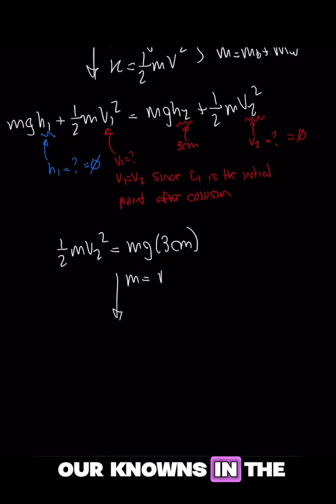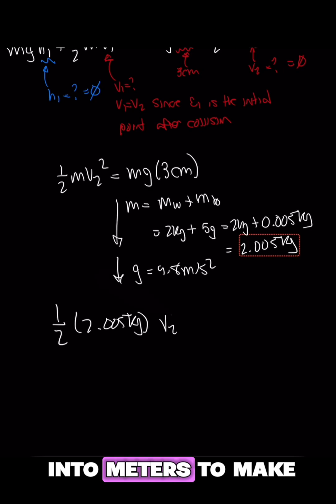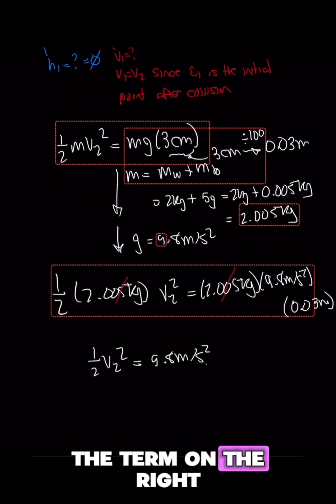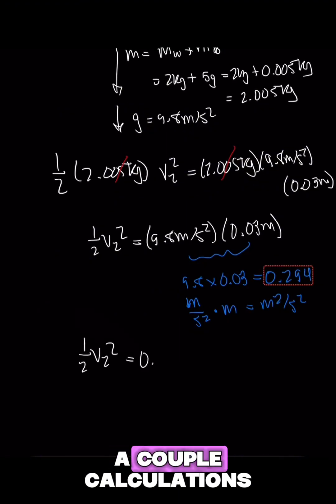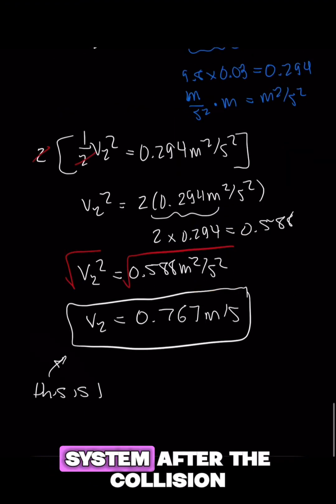We can plug in our knowns from the question for the mass and gravity, converting the 3 centimeters into meters to make the units make sense. Then we can compute the terms on the right, isolate for v2, and do a couple of calculations. We find this for the final answer. This is the velocity of the bullet-wood system after the collision.